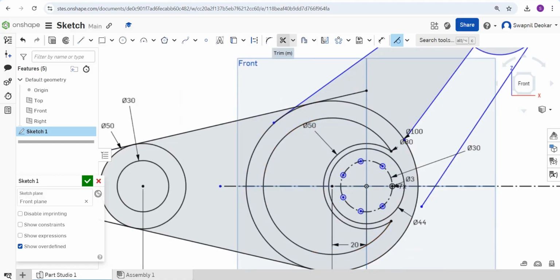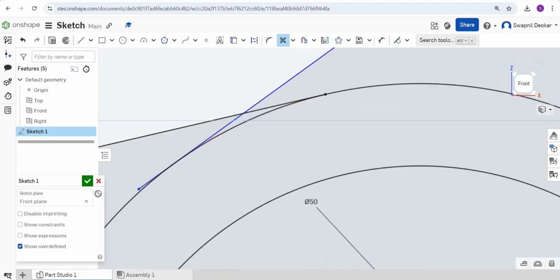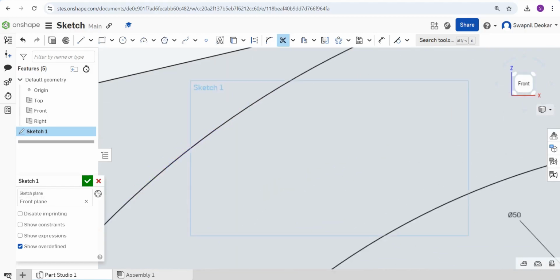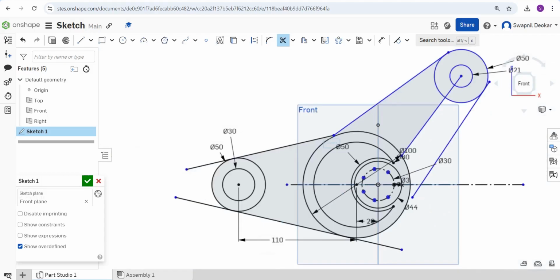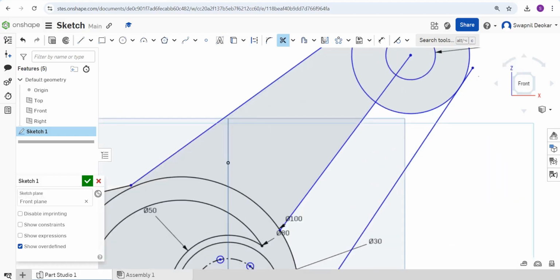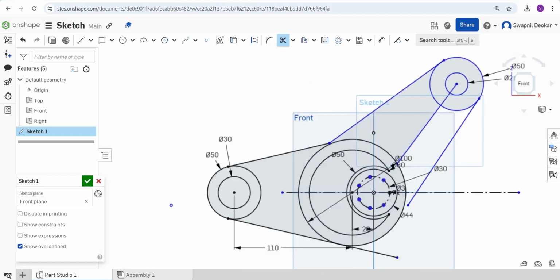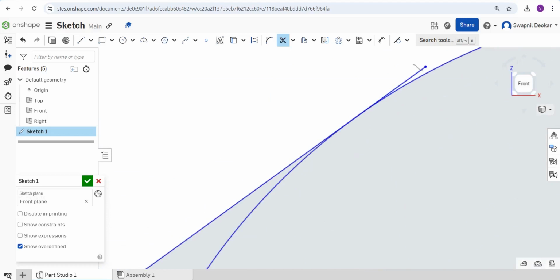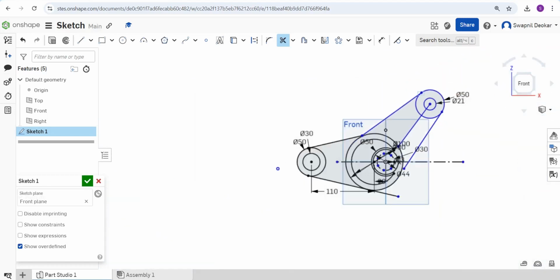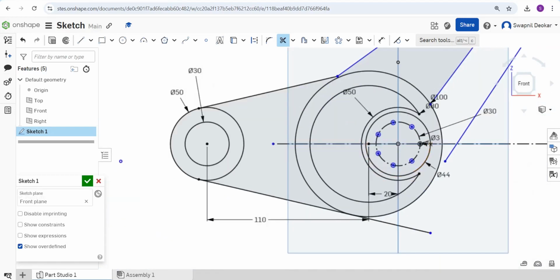Now we are going to trim the things. So this is what we have to trim. This is also not the portion we require. This is also not the portion we require. Not the portion we require. This is also not the portion required. So now we are going to draw the line.